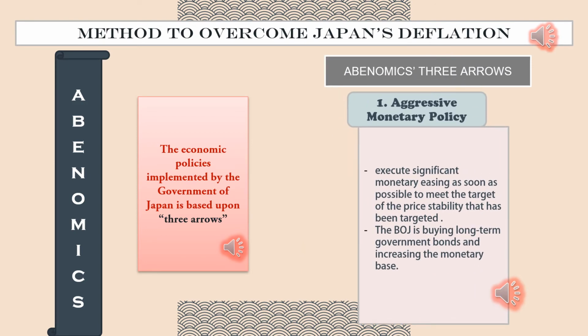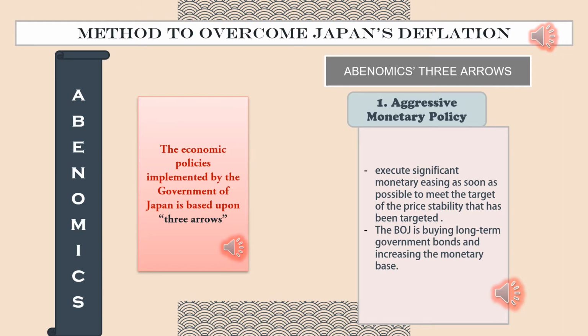Firstly, the aggressive monetary policy. On the 22nd of January 2013, Japan's government and the Bank of Japan issued a joint statement in order to overcome deflation and achieve sustainable economic development. By implementing aggressive monetary policy, the government expects the Bank of Japan to execute significant monetary easing as soon as possible to meet the price stability target set by the Bank of Japan.